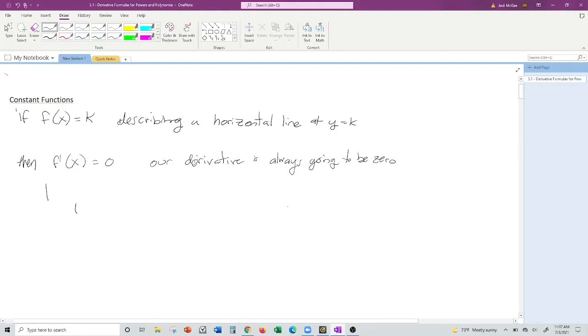And if we think about this, it makes sense because if we have a set of axes here and we have our function here, y is equal to k, if our derivative is the slope of the tangent line, at any point we pick along this function, our tangent line is going to be horizontal. So we are going to have a derivative of 0, a slope of 0. Alright, so the derivative of a constant function is always going to be 0.